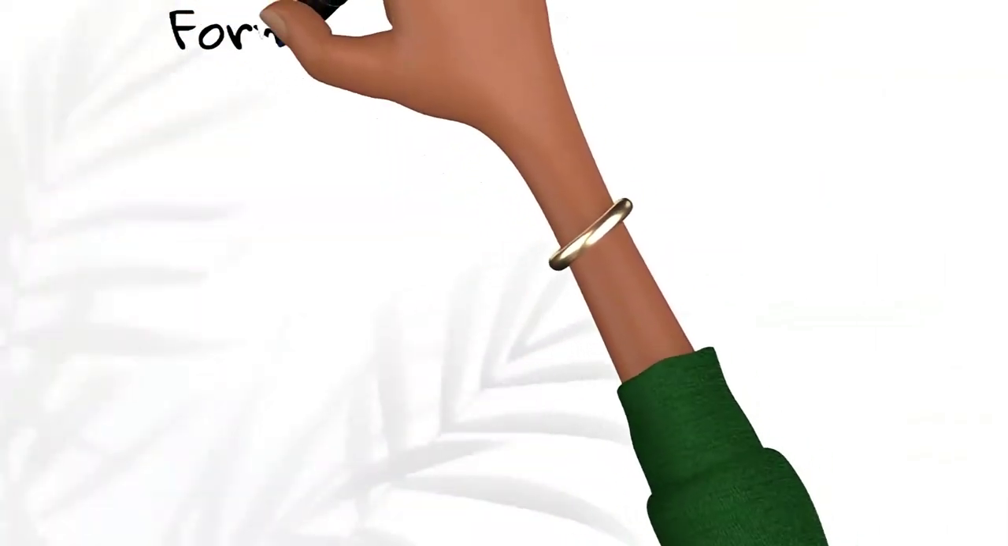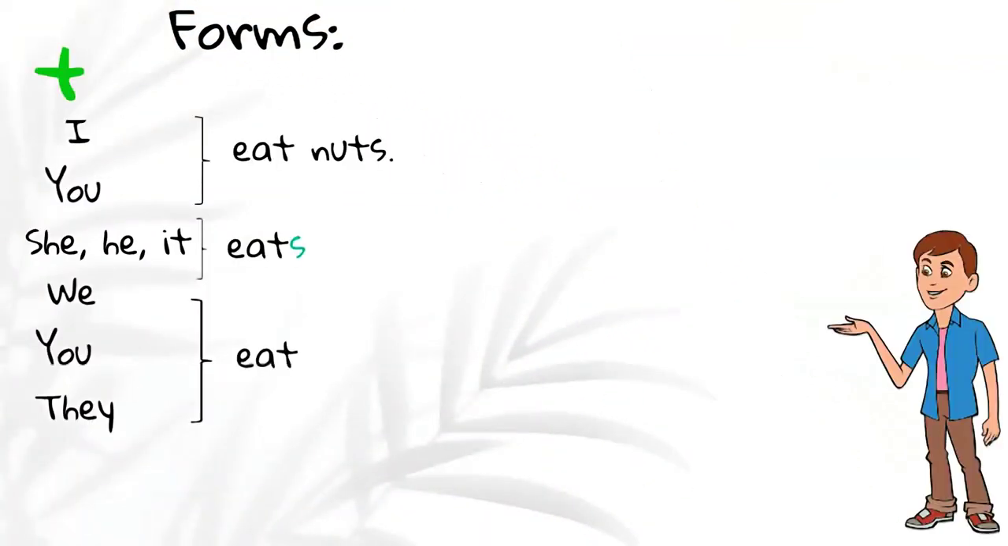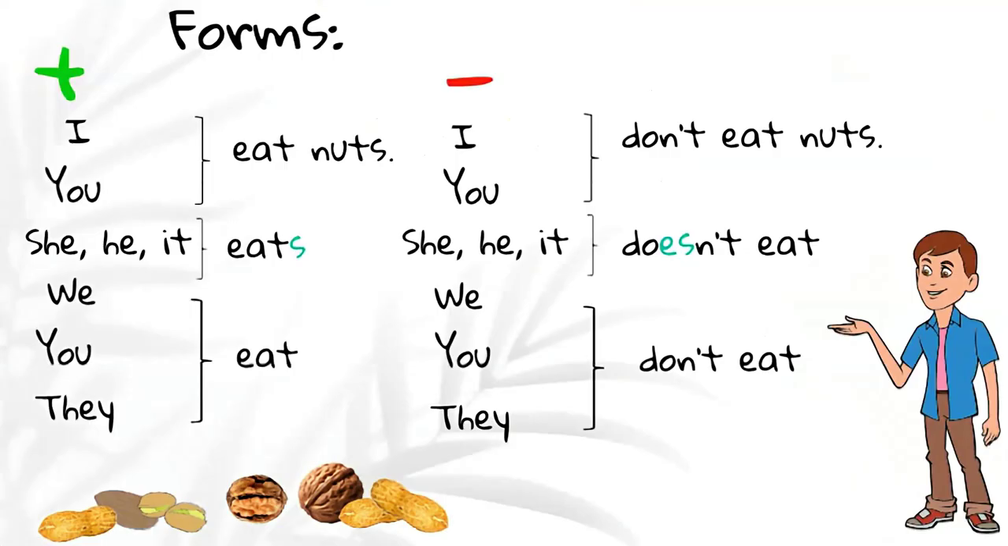Now let's look at the form. We've got the subject: I, you, she, he, it, we, you, they. Like I said, base form of the verb, but careful with the S of the third person singular. And then you have it. I, you, we, you, they eat nuts. She, he, it eats nuts.